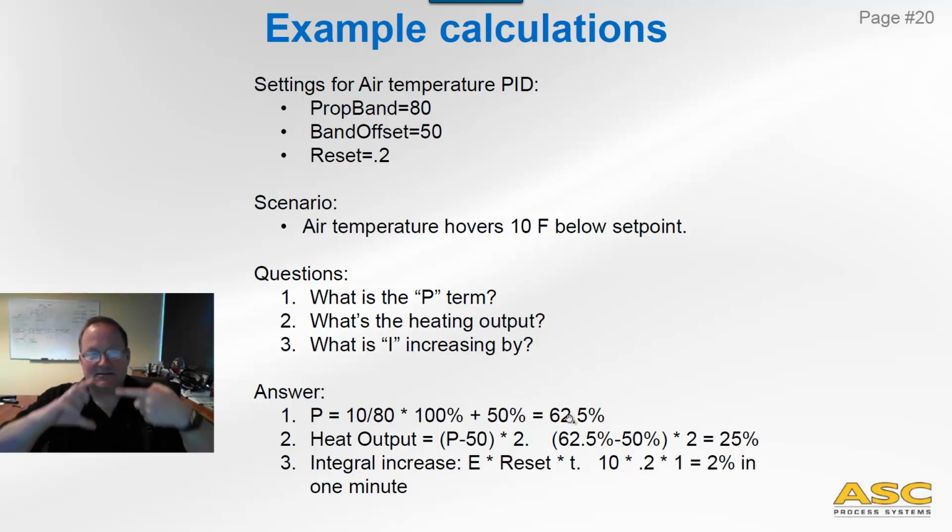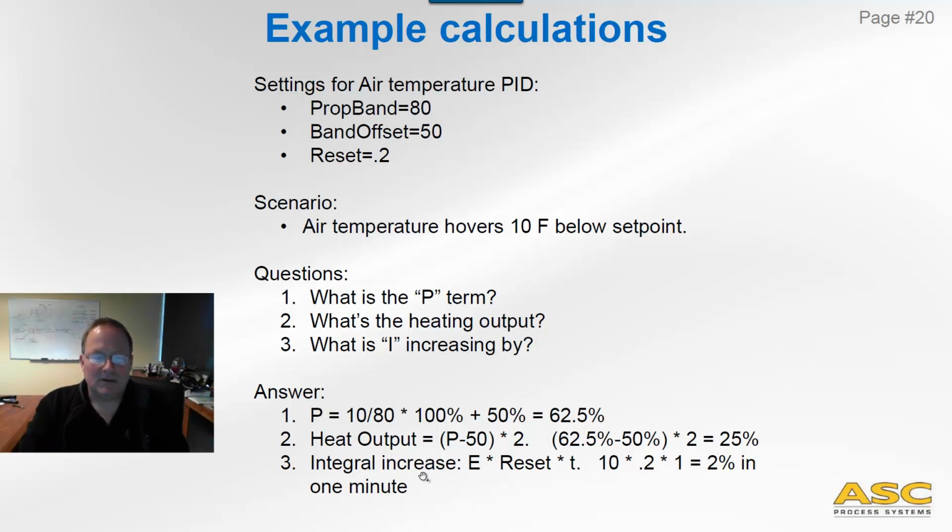Now, knowing that that's a split range, 62.5% PID output does not necessarily mean 62.5% heating or 62.5% cooling, because those can be further calculated by subtracting the band offset and multiplying by 2 or -2. So in this case, the heating output would be that value minus 50, which is 12.5, times 2, which is 25%.